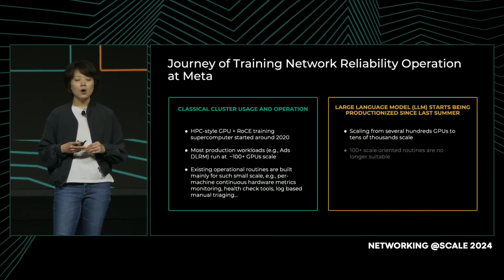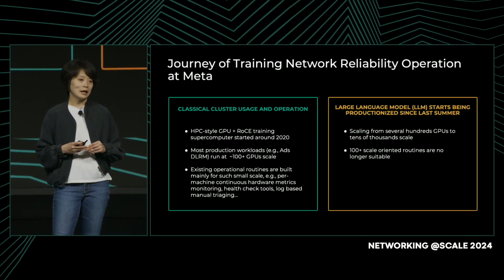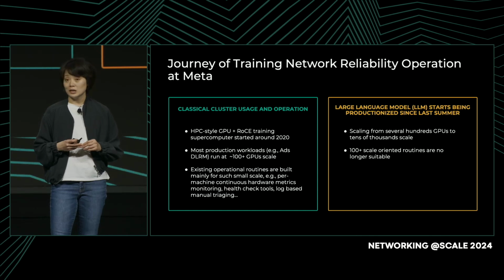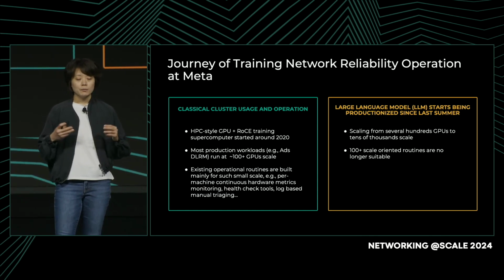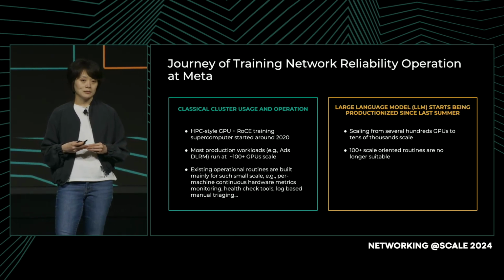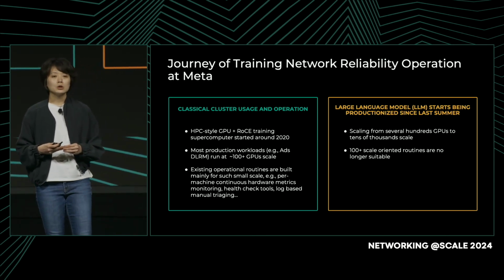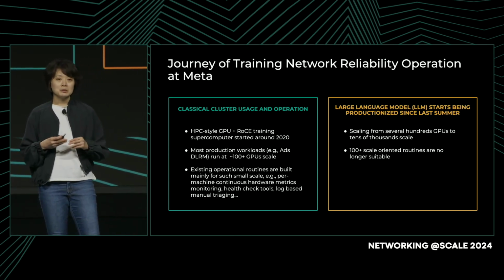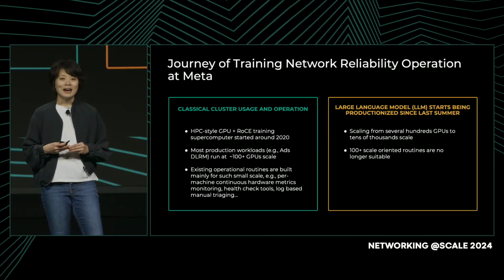Meta has been hosting high-performance computing style training systems since 2020. In our training cluster, we have mostly thousands of GPUs connected with a high-speed RoCE network. And among the production workloads we maintain daily, the most important one, as we well know, is the ads recommendation model. This workload is at 100 GPU scale, not very large.